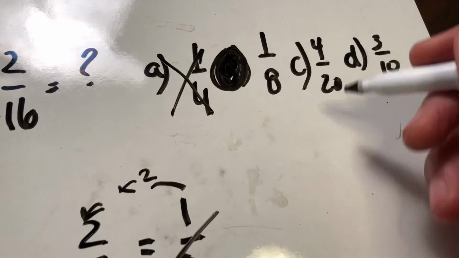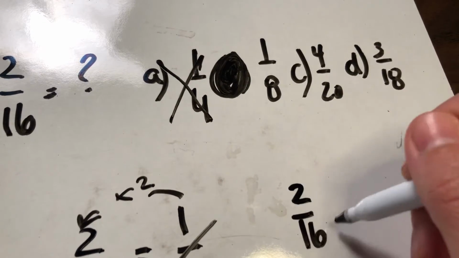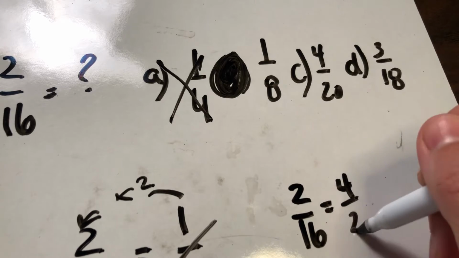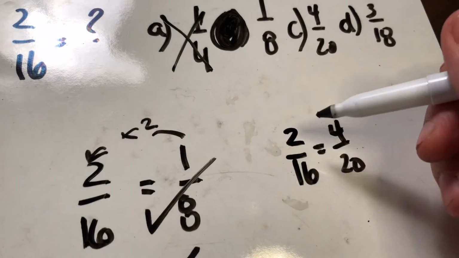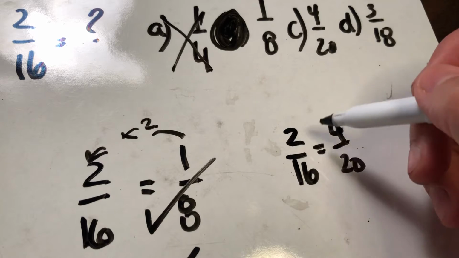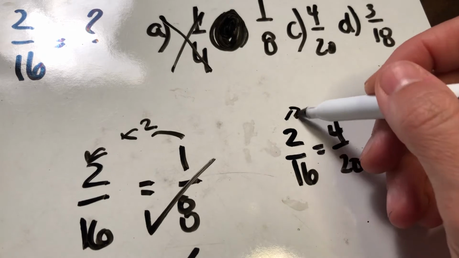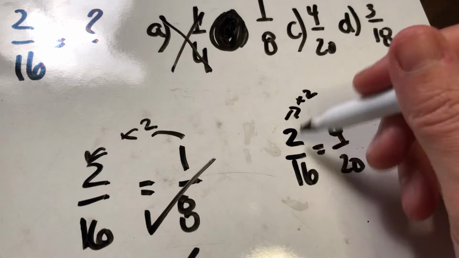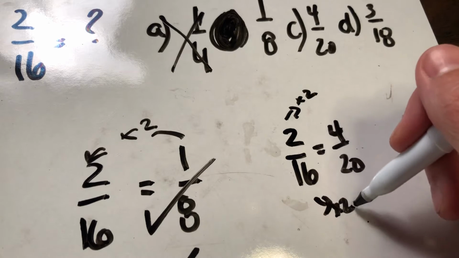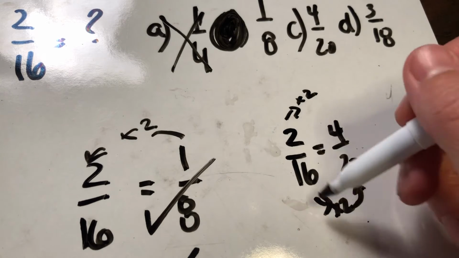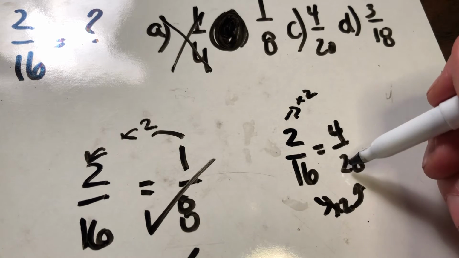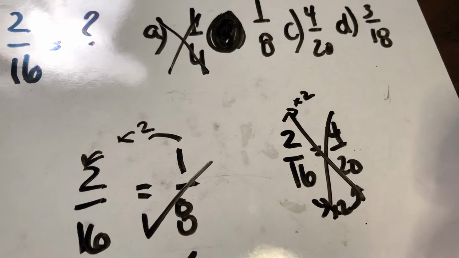So let's try this one. 2 over 16 equals 4 over 20. Let's see if this is true. Let's start with the smaller one going to the bigger one. So how did I get to the 4? Well, I just have to multiply that by 2. So if this is equivalent, if I multiply that by 2, I should get that number. 16 times 2 is 32. It's not 20. Therefore, that is not equivalent.